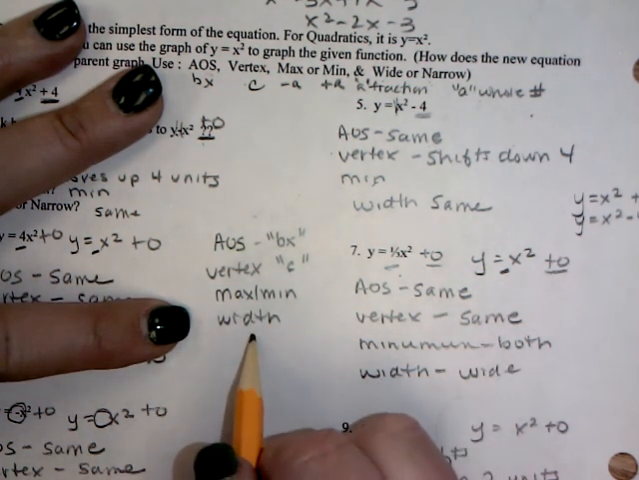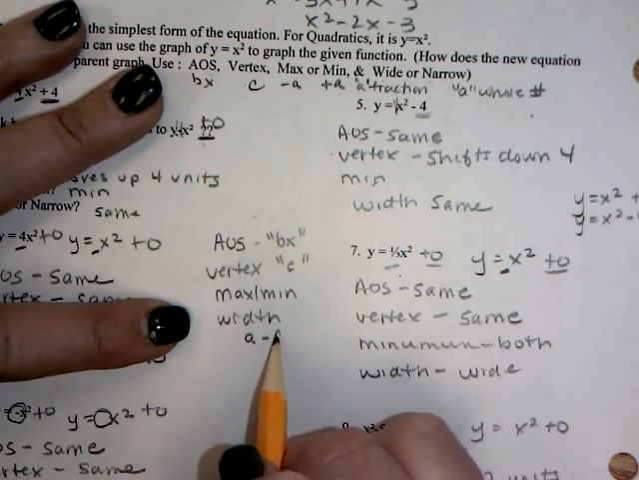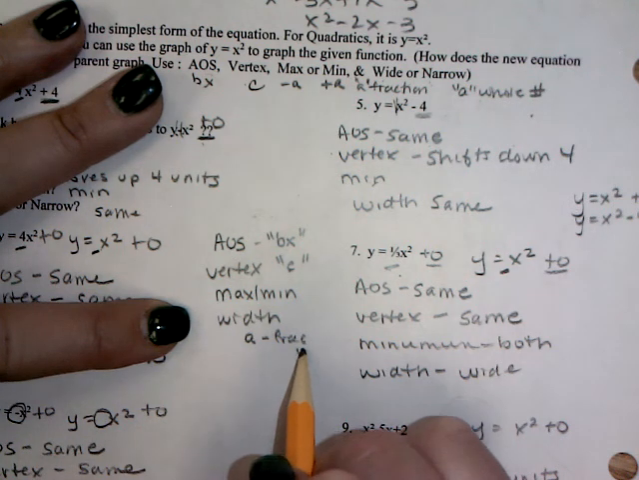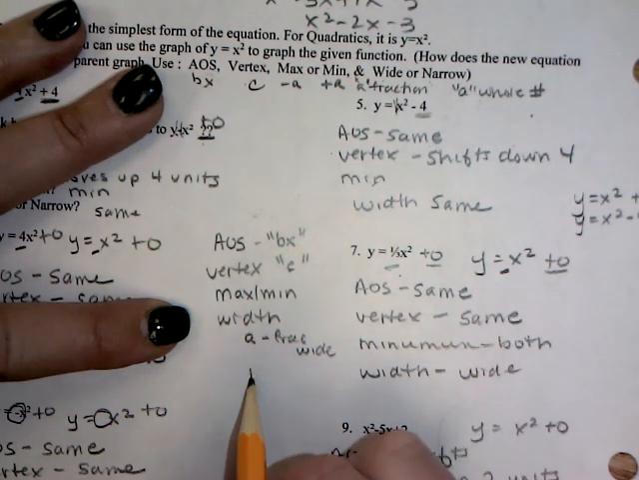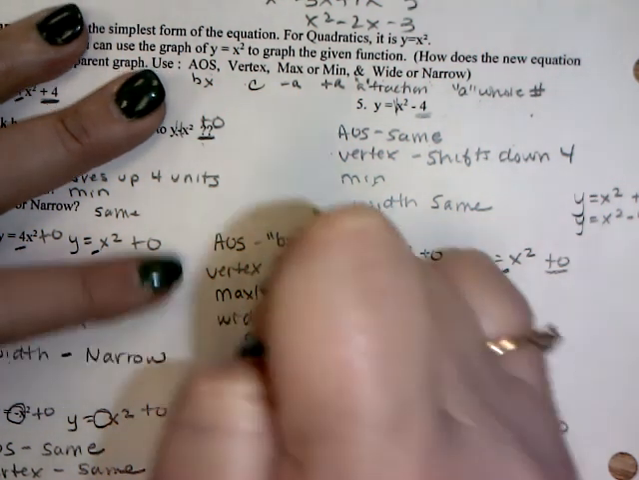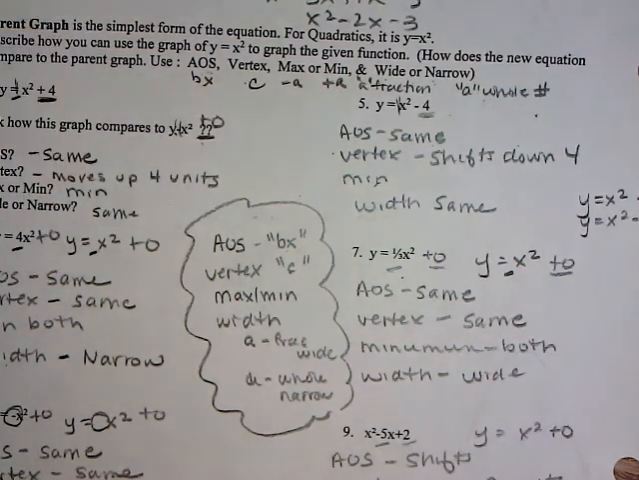And remember with the width, the a, if it's a fraction, it's going to be wide. And if a is a whole number, it's going to be narrow. That's the key to what we're looking at. Those 4 things. So in your homework, those should be 4 things that you list. Axis of symmetry, vertex, max or min, width. And it's just saying, how does it compare to the original graph?